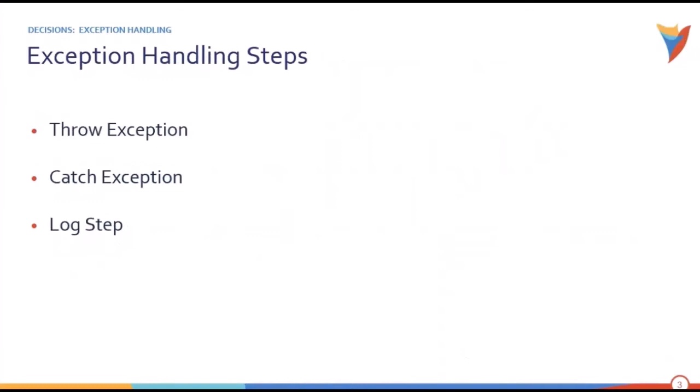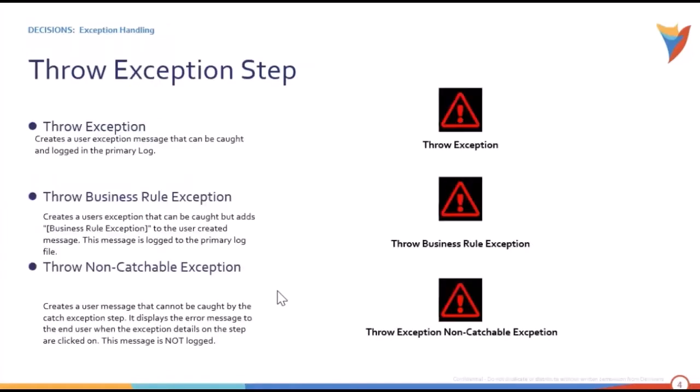Moving on to the next thing, the steps that are used in Decisions while handling exceptions. There are three steps: throw exception, catch exception, and log step. These are the frequently used steps in exception handling. To know more about throw exception, let's go to our next slide. Throw exception creates a user exception message that can be caught and logged in the primary logs.